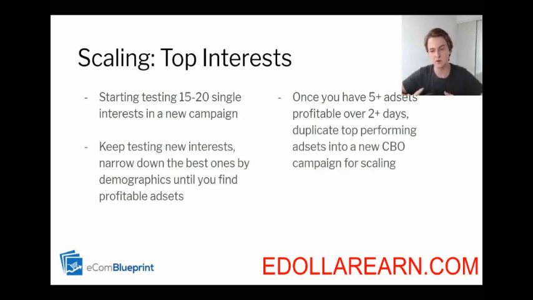Like I said, the goal is to find at least 5 ad sets that are profitable over 2 or more days. Once you find 5 ad sets that are profitable over 2 or more days, you want to take those 5 top ad sets and duplicate them into a new CBO campaign for scaling. Then you want to start it off at the budget that I talked about in the scaling slides and run it that way. And this works really well. So I want to hop into my ads manager now. I'm going to show you an example of that.